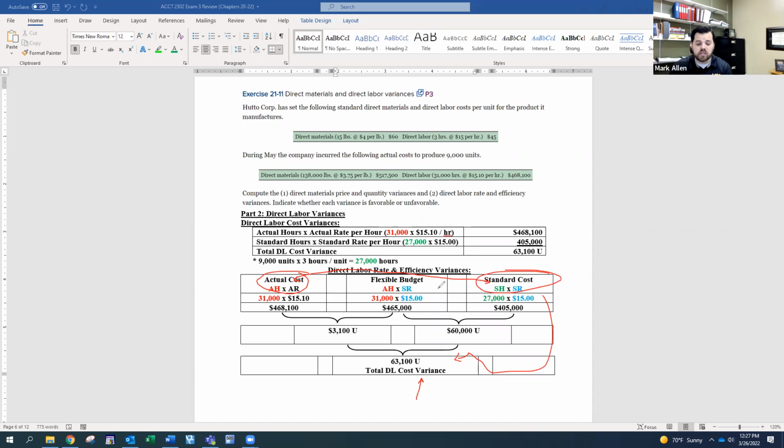Out of these two, they're both unfavorable, but I think it's certainly safe to say this is the variance that I'm much more concerned about. That $60,000 variance is a much larger concern to me than a $3,000 variance. It's not that I don't care about this. If I can figure out what happened and caused that, I'll probably try to fix it. But if I've got to pick one, this is the one I'm honing in on out of those two.